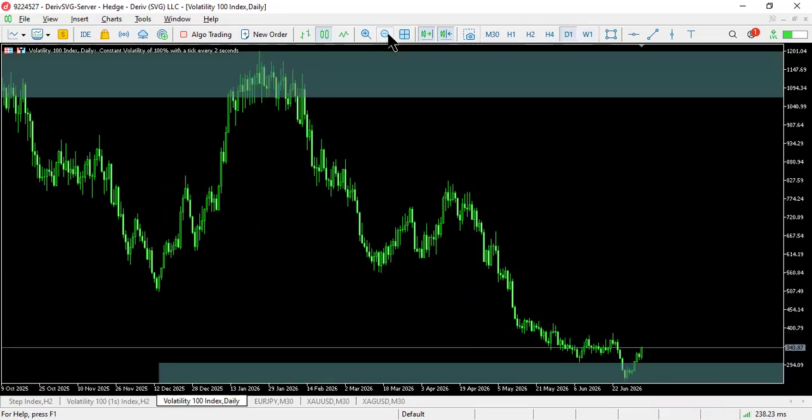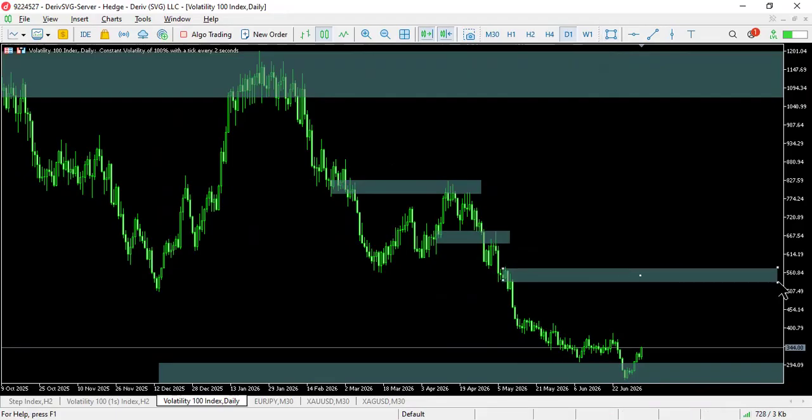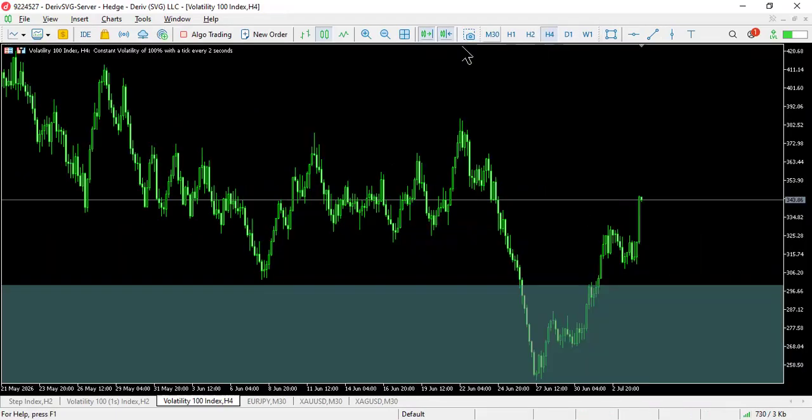Heading over to the daily time frame. From the daily time frame, studying the price action, you can see price reacted at that order block and then again reacted from this internal break of structure, the order block. Now the only unmitigated order block is that order block from the daily time frame. Heading over to the 4 hours time frame.